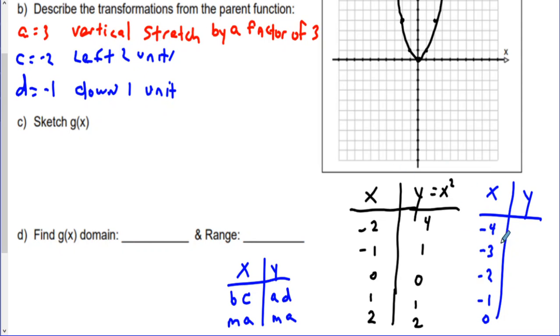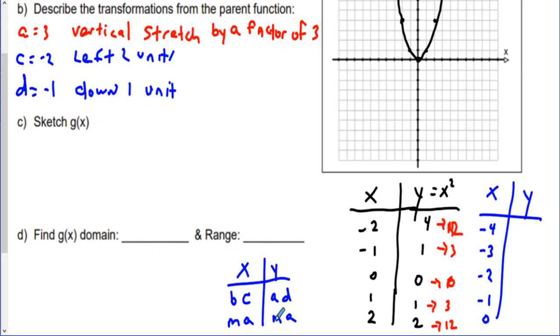Okay, and then the y side is going to be affected two ways. One is the factor of 3, so I'm going to multiply everything by 3. I'm just going to do a little interim step here. It's going to turn into 12. It's going to turn into 3. It's going to turn into 0, right? 0 times 3 is still 0. It's going to turn into 3 again, and it's going to turn into 12 again. This first one's a very poorly drawn 12. Okay, so now that's my A transformation.